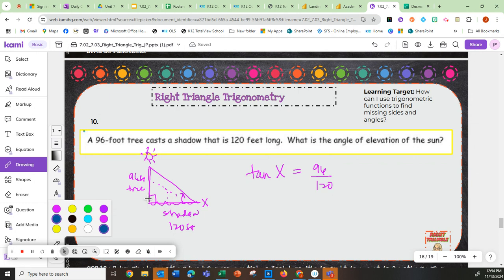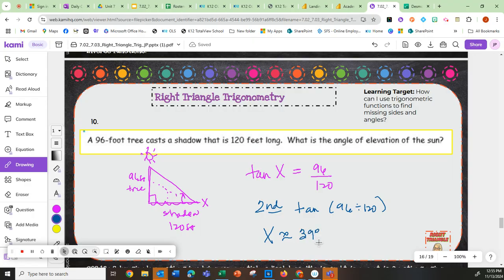Because we're looking for an angle, I always have to do second, because I have to tell my calculator I'm looking for the angle. So you're going to do second tan, and then 96 divided by 120. Then round to the nearest whole number, and I'm getting 39. Let me double check that. Second tan, 96 divided by 120, 39 degrees. If it tells you to round to the nearest tenth, you can do that. But that would be degrees because we're looking for an angle.